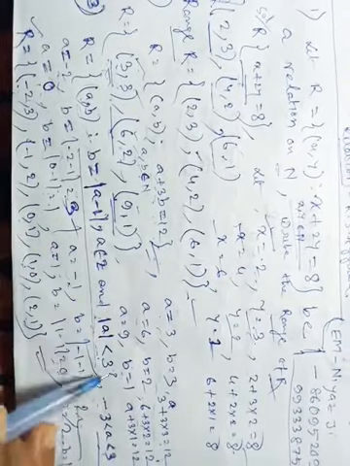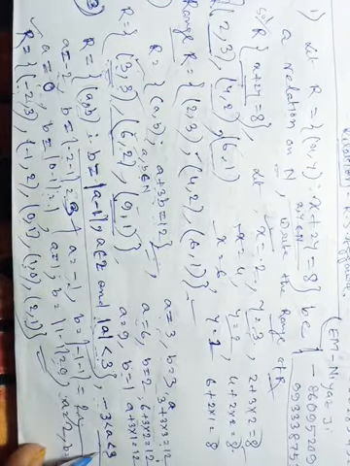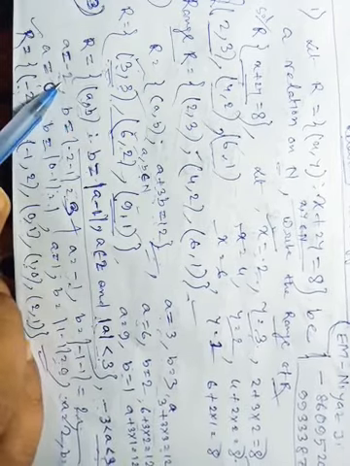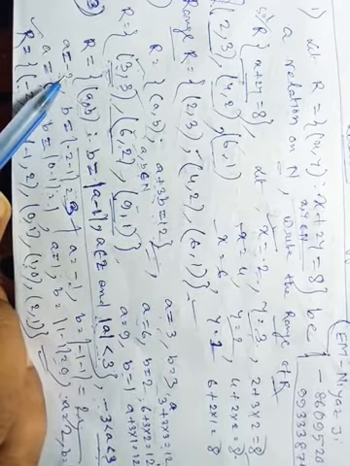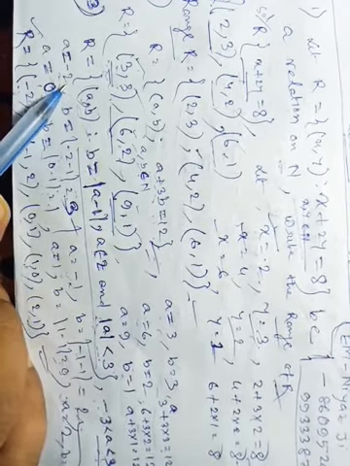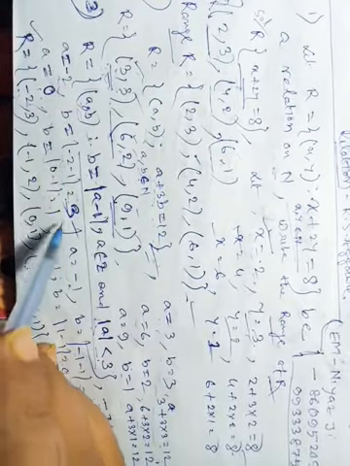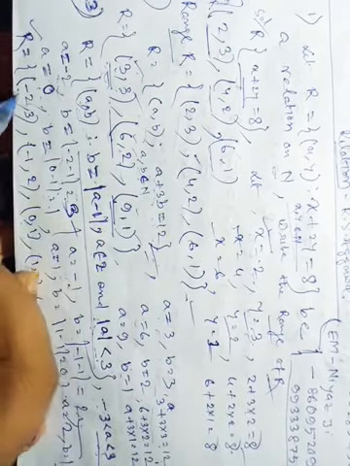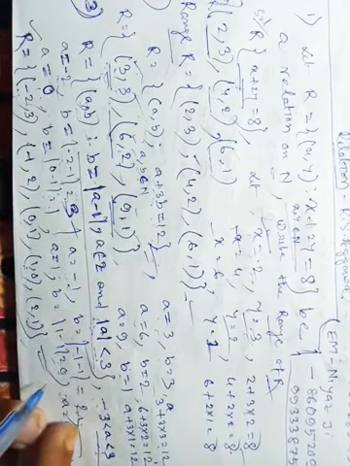As we know, mod a less than 3 means minus 3 less than a less than 3. Now here if we go through that process, for the value of a equal to minus 2, we get the value of b equal to minus 3. Similarly for the others. So the range should be (minus 2, minus 3), (minus 1, minus 2) and (0, minus 1).